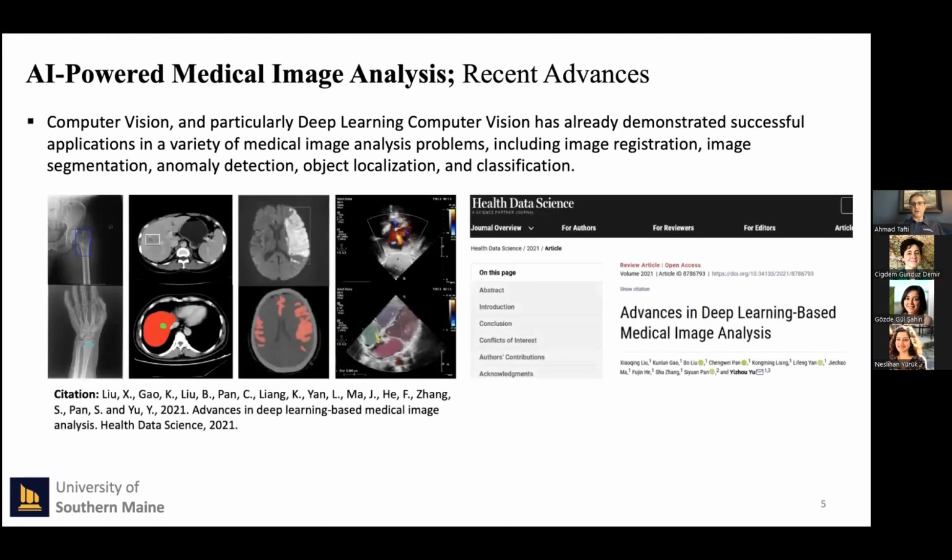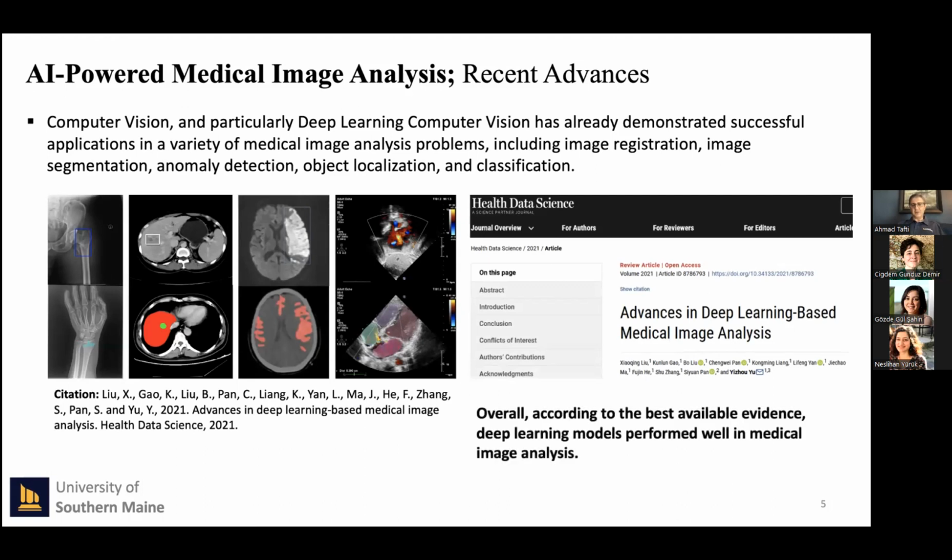They are all talking about recent advances in terms of utilizing and developing deep learning computational vision strategies in medical image analysis. One of the publications, recently published in Health Data Science Journal, is entitled Advances in Deep Learning-Based Medical Image Analysis. In this paper, we can see a summary saying that overall, and according to the best available evidence, deep learning models perform well in medical image analysis.